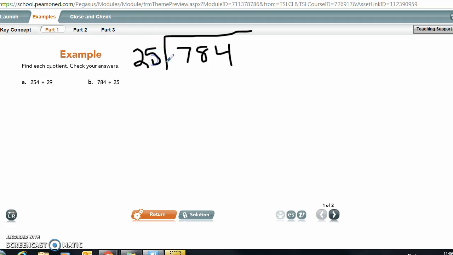First step is divide. 25 does not go into 7, but 25 goes into 78. I know 25 is very similar to quarters, so if I have 3 quarters, I have 75 cents. 78 minus 75 is equal to 3. And I'm going to drag down my 4.